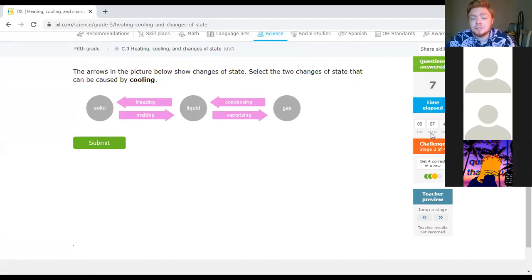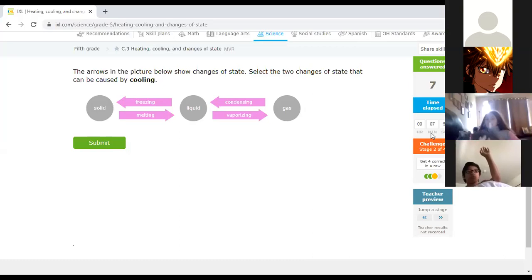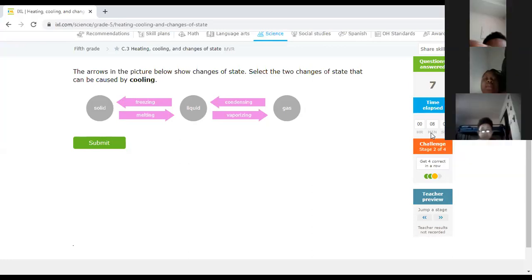All right, next one. Which two represent cooling? Super close attention to the chart, because they switched it up a little. Dravin.